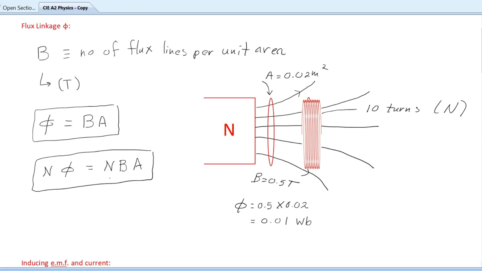So N is the number of turns of the coil, B is the flux density at that part of the magnetic field, and A is the area or cross-sectional area of one turn of the coil.